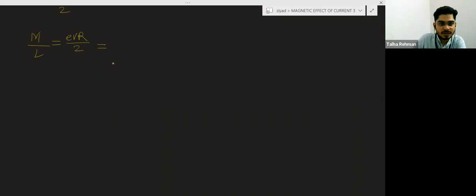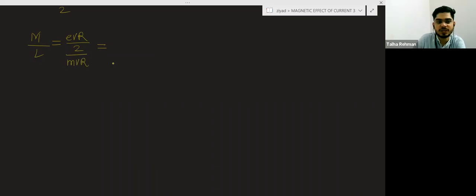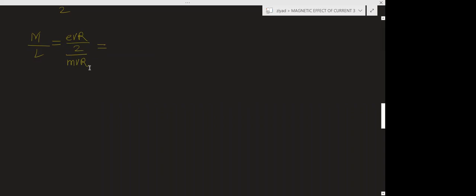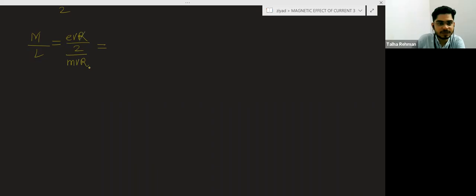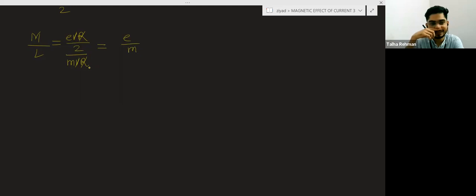Just a minute. Here we will put MVR. This is angular momentum, so here we will put MVR. This is EVR by 2, that is M, and this is L, which is MVR. So now your R and R will be cancelled out, and your V and V will be cancelled out. So E by M. This is the ratio you will get, M by L. From here you can calculate M. M is equal to E by M into L.